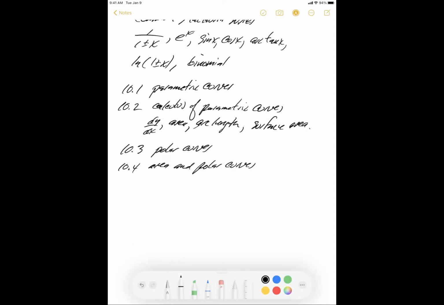Next chapter, 12.1, and that's where we introduce three-dimensional space. We learn the 3D distance formula and talk about spheres.